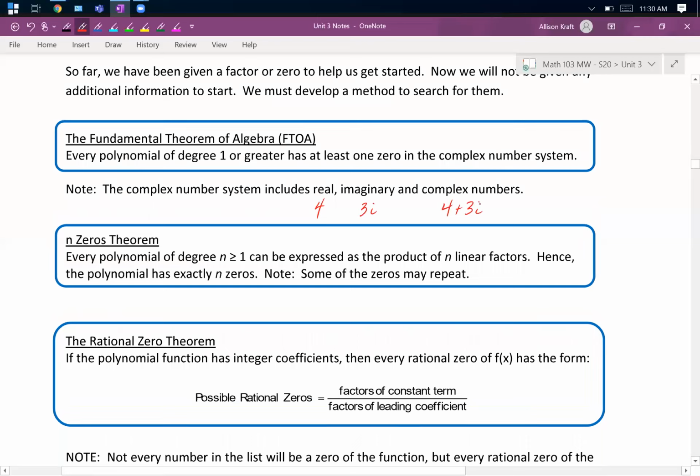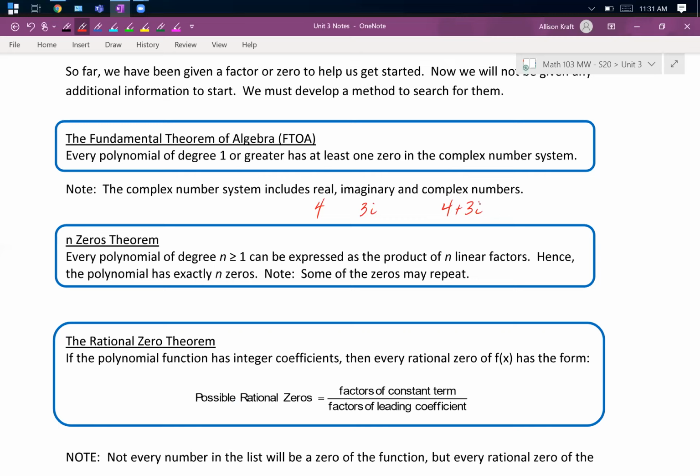Our n zeros theorem, this is actually one that we've kind of used before, but not talked about the fact that it was a theorem. This one says that every polynomial of degree n greater than or equal to 1, so again, it's just telling us that there's a variable involved, can be expressed as the product of n linear factors. Hence, the polynomial has exactly n zeros, although sometimes the zeros repeat.